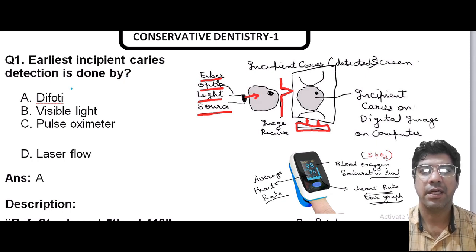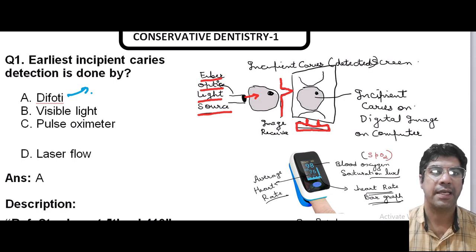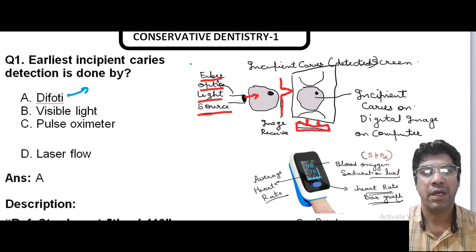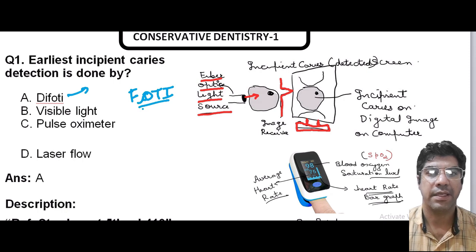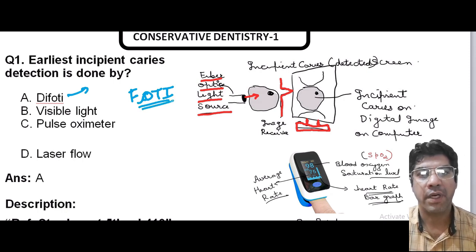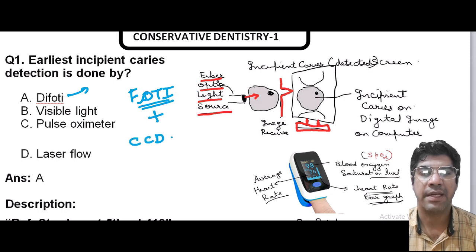So DIFOTI stands for digital fiber optic transillumination imaging. So it is an advanced diagnostic imaging tool that is used to detect and visualize the dental caries. Traditionally we use fiber optic transillumination, that is FOTI. To overcome the limitation, we combine the FOTI with CCD camera, that is a digital charge coupled device.